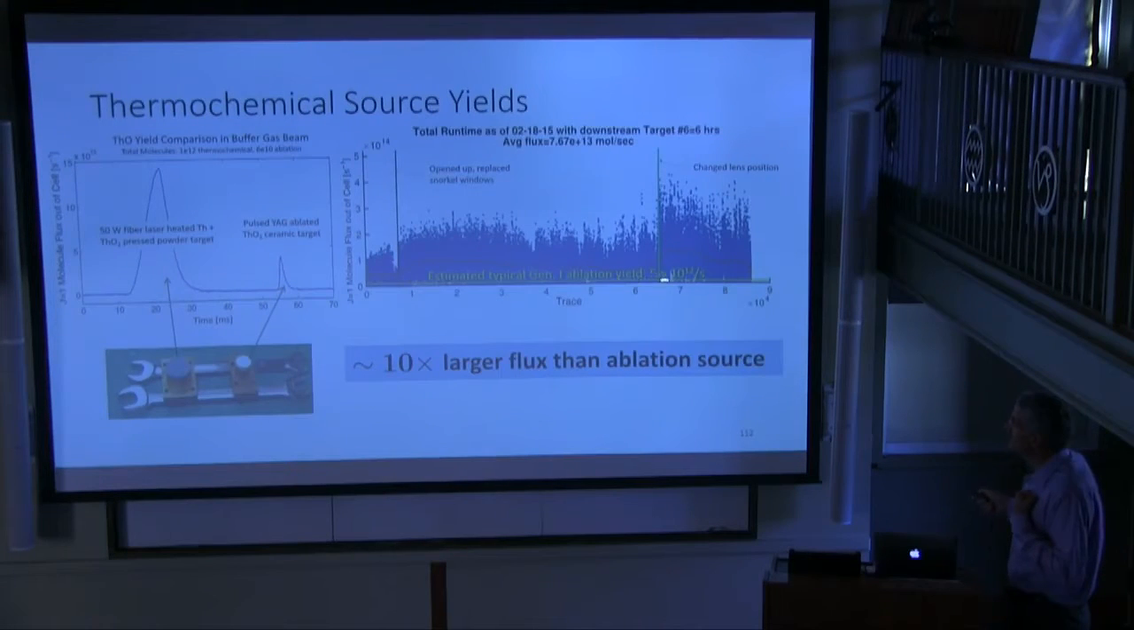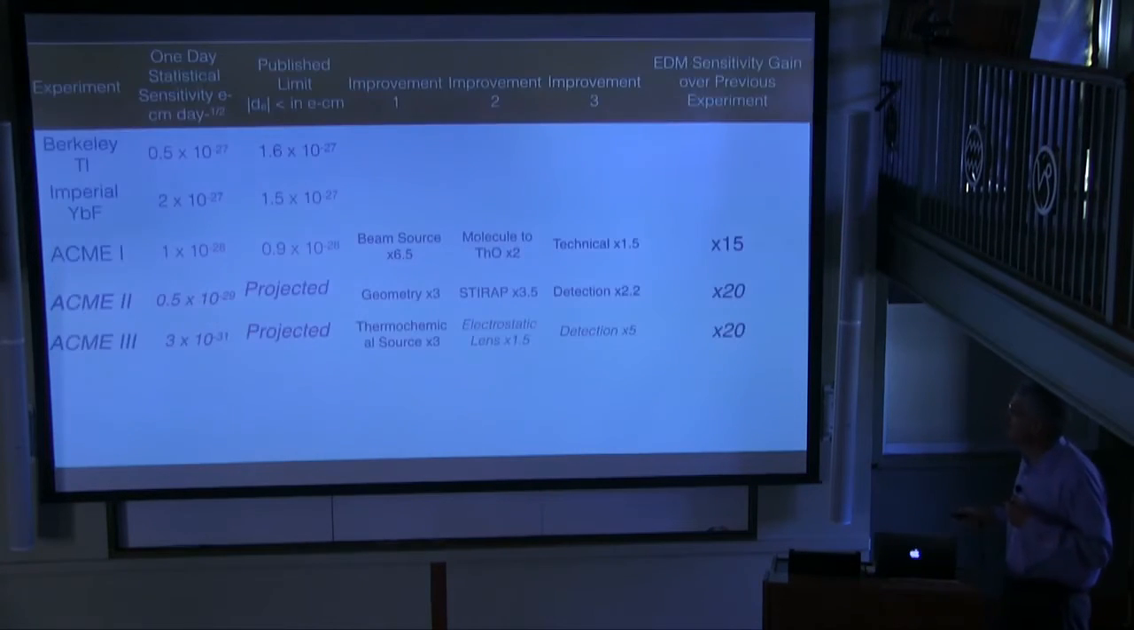So here's a typical flux we got for ACME 1, and around here is going to be the typical flux we get for ACME 2. So we get a factor of 10 larger flux.